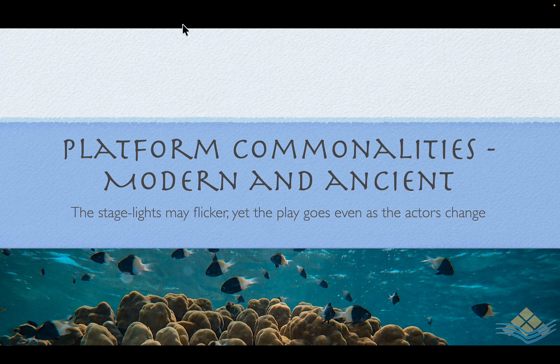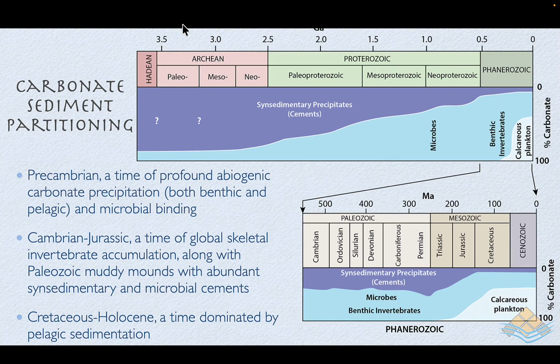And for the first time, I want to look at the concept of evolution in terms of catastrophic change to the biotal community. We sometimes think of carbonate modelling across the Phanerozoic using the euphemism, the stage lights may flicker, yet the play goes on, even as the actors change. So look at this figure showing us that the distribution of the different components in carbonate sediments have evolved from the Archean through to today.